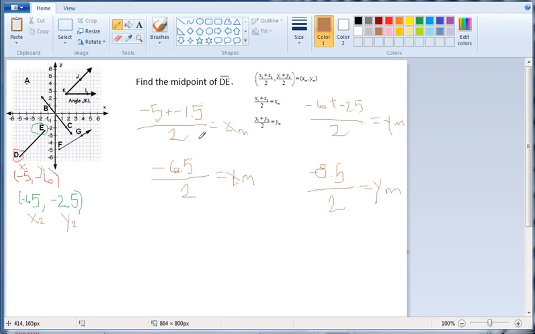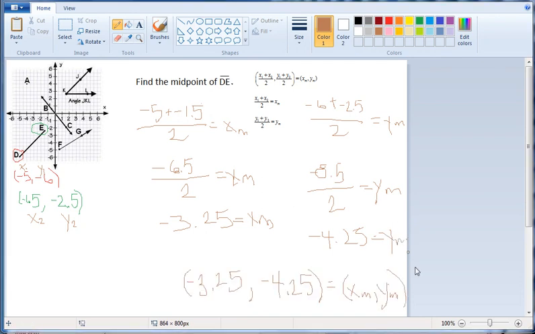Now if I calculate that, I will get -3.25 for my x midpoint. And for my y, I'm going to get -4.25. So the final way that I can write my answer is like this. This is how I would write my final answer: (-3.25, -4.25) equals the midpoint, the x midpoint and the y midpoint.